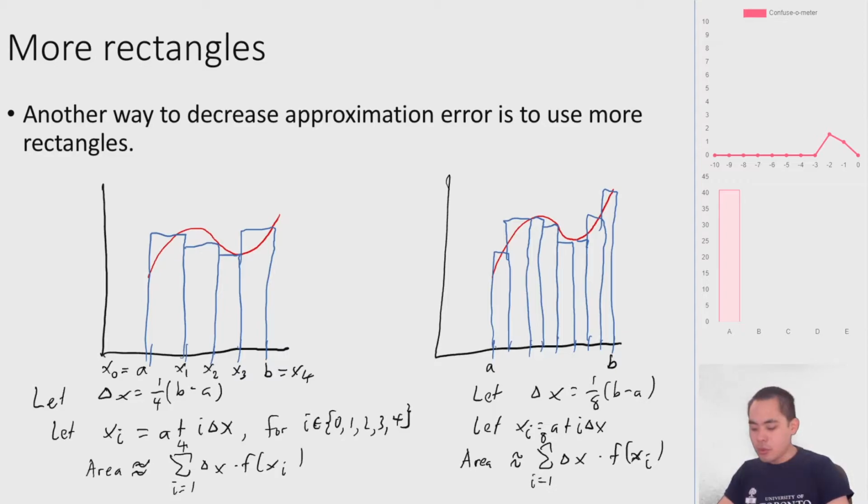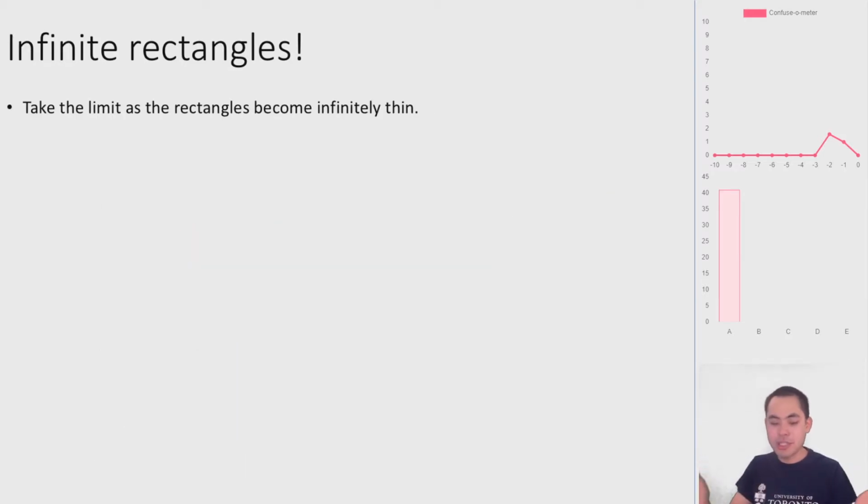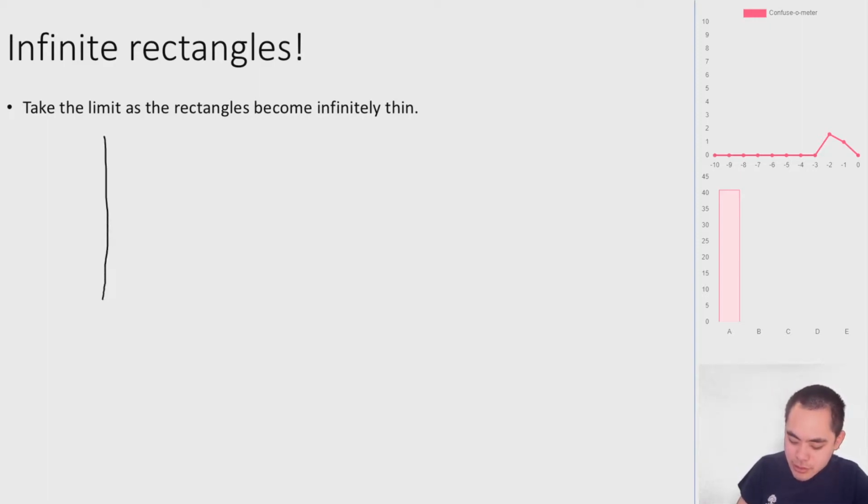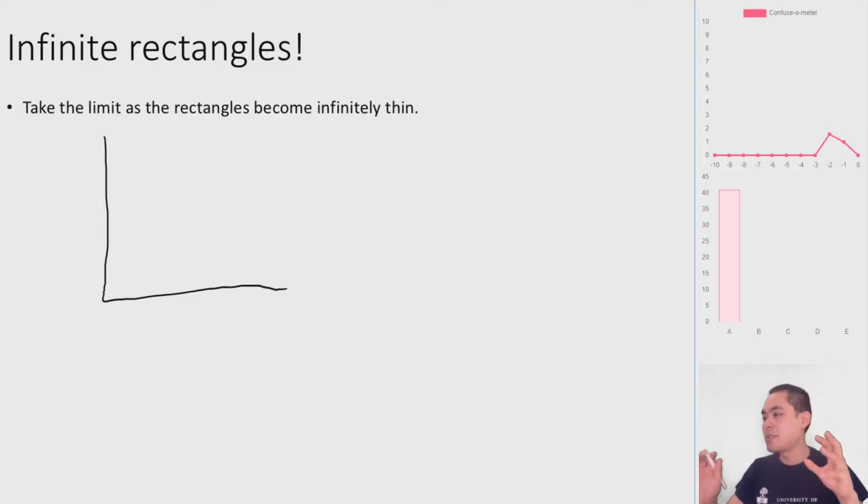Okay, so now that we've done that, we can decrease the approximation error by using more rectangles. Well, now, you guys have all had limits, and the natural thing to do is to take infinitely many rectangles. So we take the limit as the rectangles become infinitely thin. So let's draw that out again. I'm just doing it one more time because it's important that you are aware of this, since this is one of the basic ideas in integral calculus.